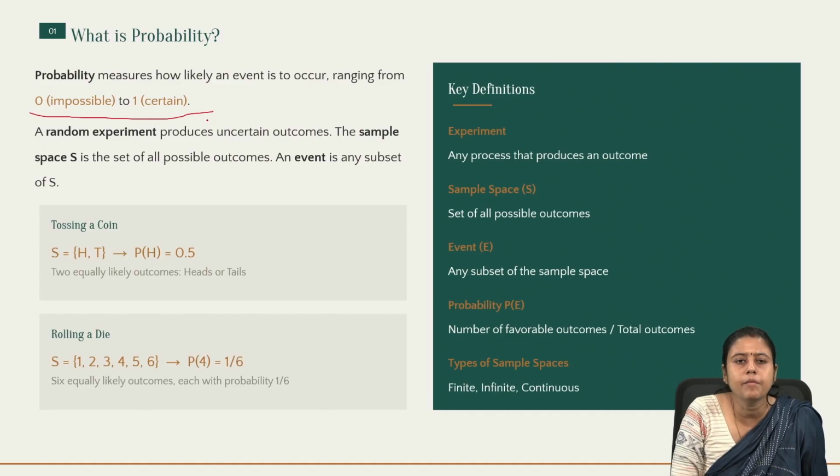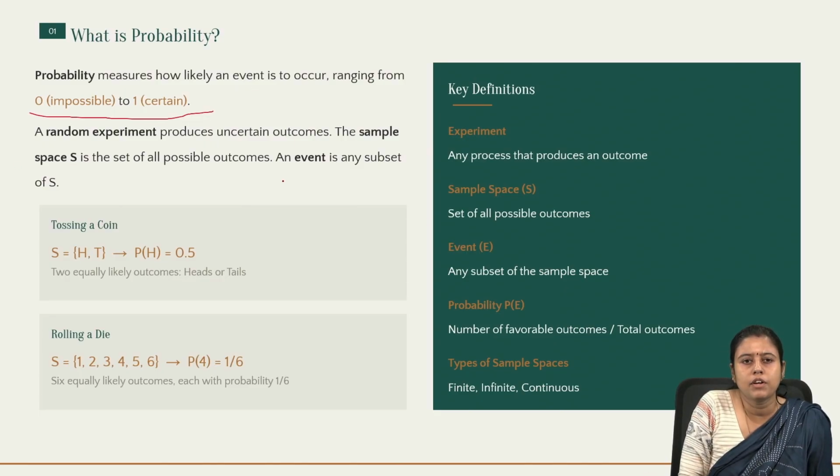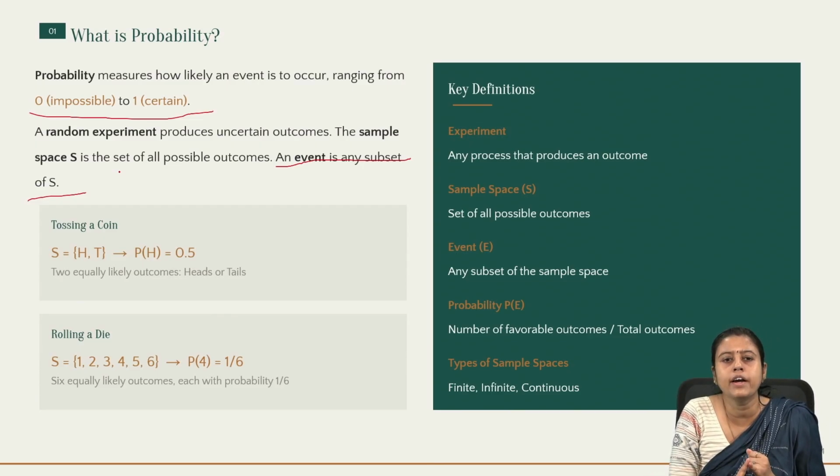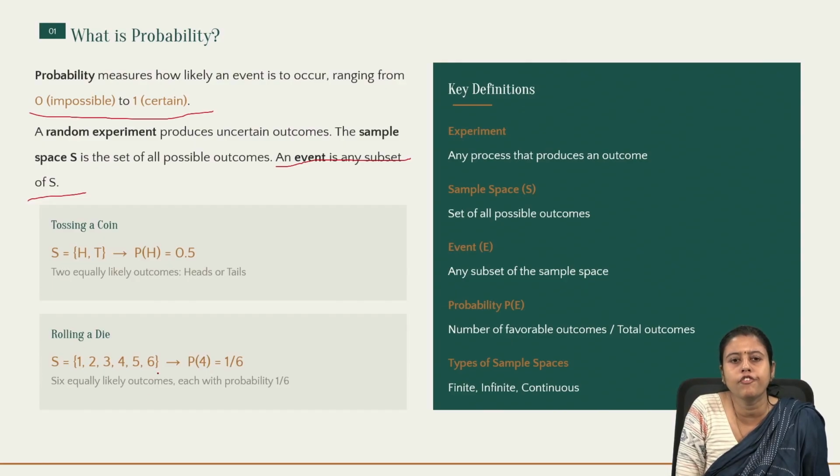Now, a random experiment. Please remember, this concept is based on the random experiment. It produces some uncertain outcomes. The sample space S is the set of all possible outcomes. So what is an event? An event is a subset of S. I am giving one example here. Say again, if I throw a dice, what are the cases it may come? It may come 1, it may come 2, it may come 3, 4, 5 and 6. So what is this? This is S, the sample space of probability.